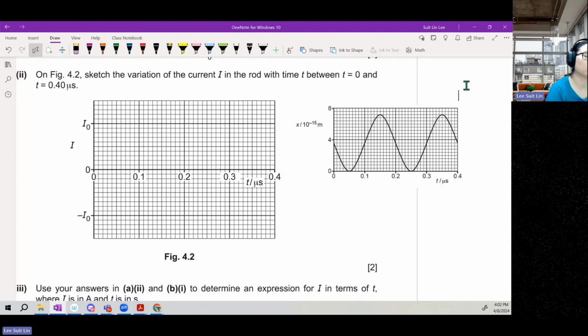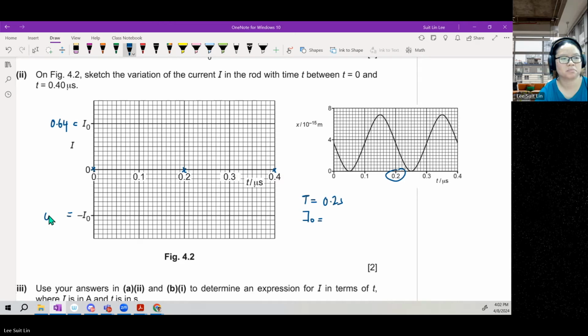So here are a few things that I know. I know that the period is 0.2, so I should see 2 cycles of AC. I know that the maximum current is 0.64, but I don't even need to because they already labeled I naught for me. Okay, very nice. So what else do I need? I need to figure out the shape of the graph. Do I just copy a negative sine shape? Do I flip the graph? What's going on?